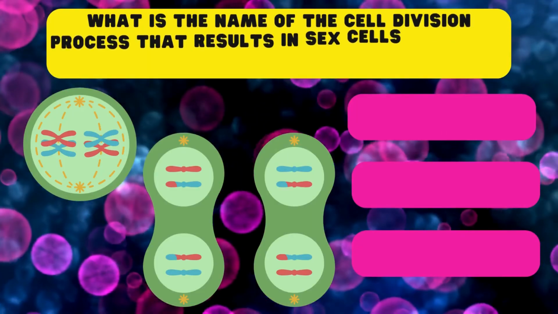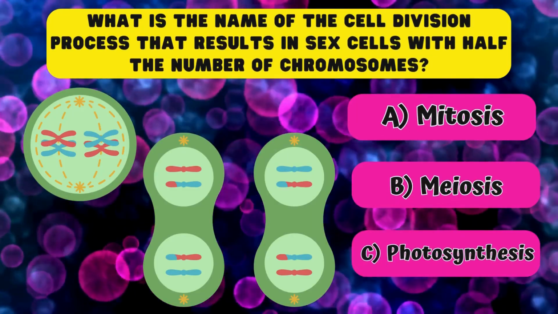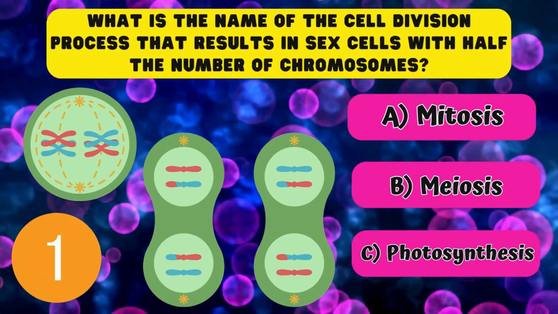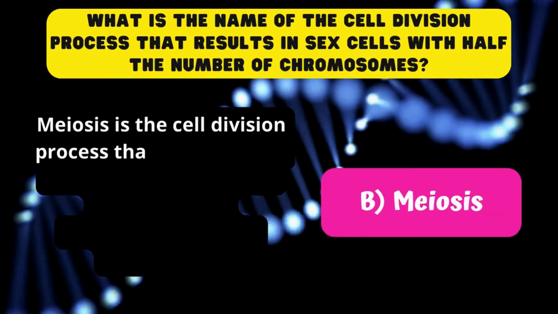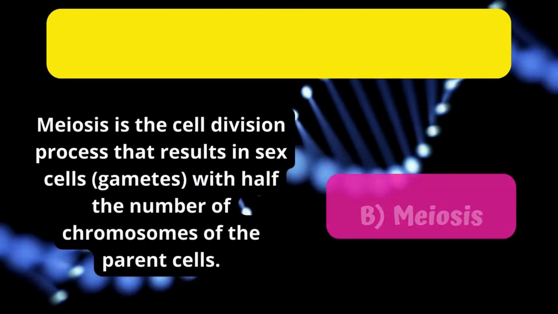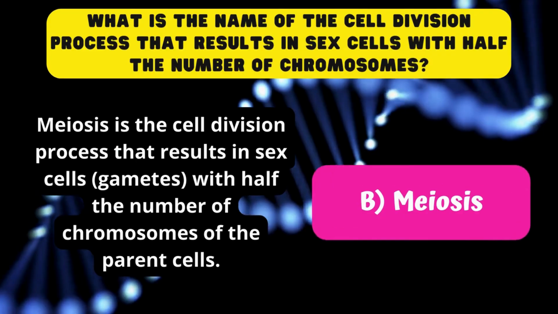What is the name of the cell division process that results in sex cells with half the number of chromosomes? Meiosis is the cell division process that results in sex cells, gametes, with half the number of chromosomes of the parent cells.